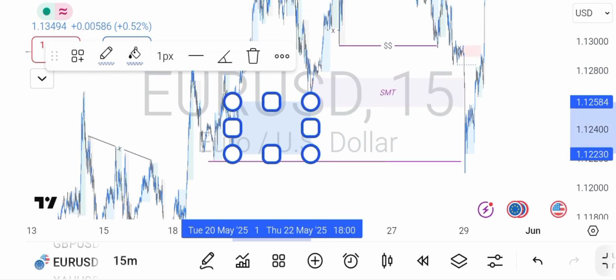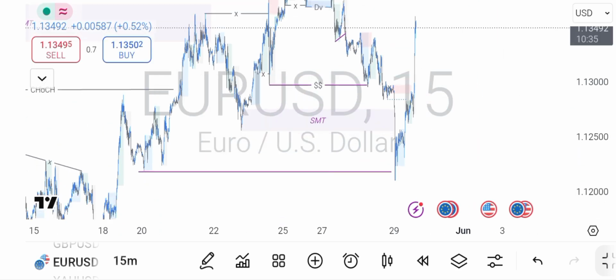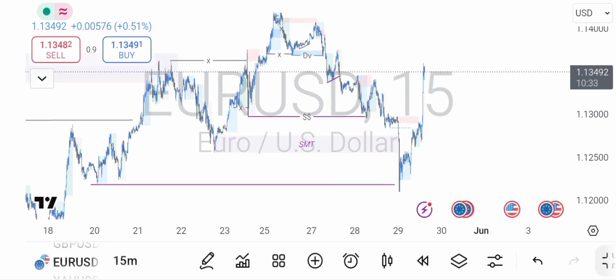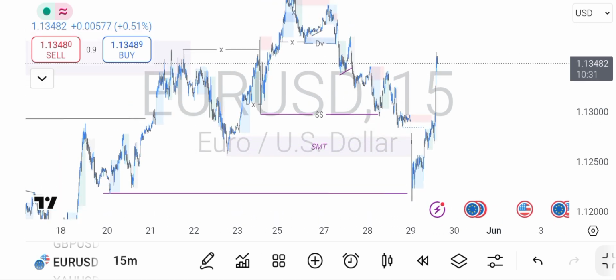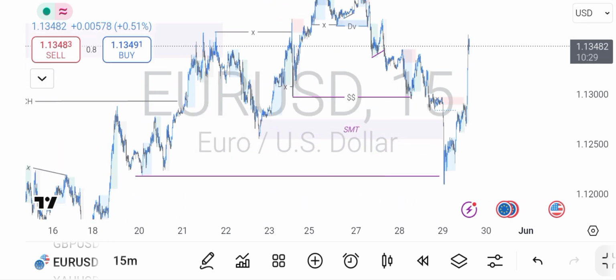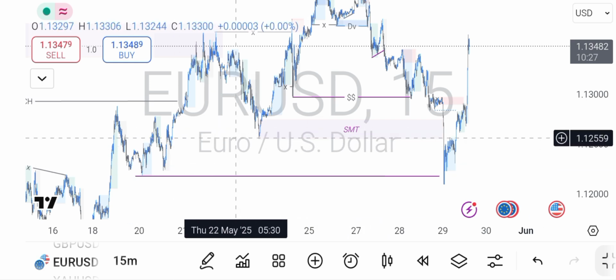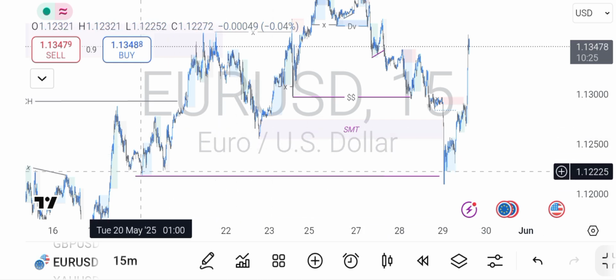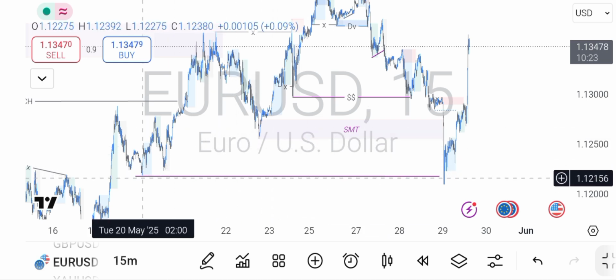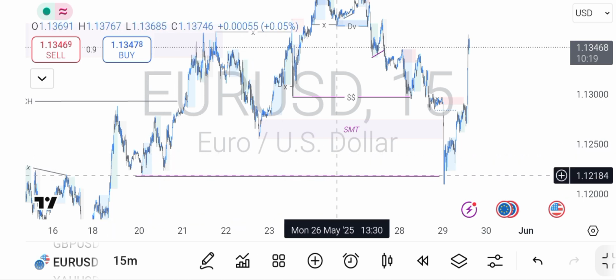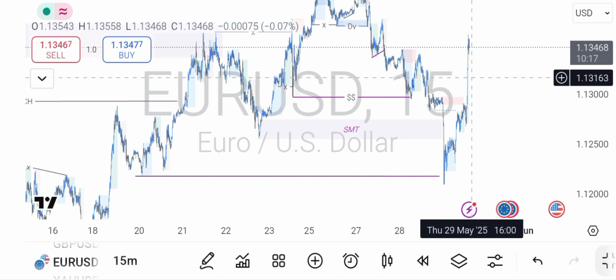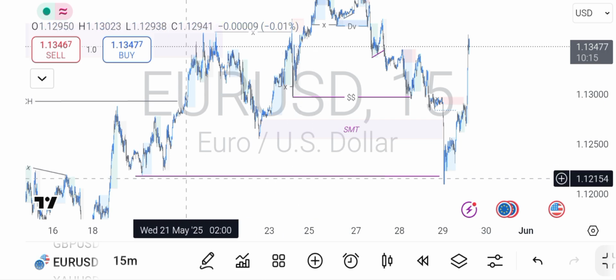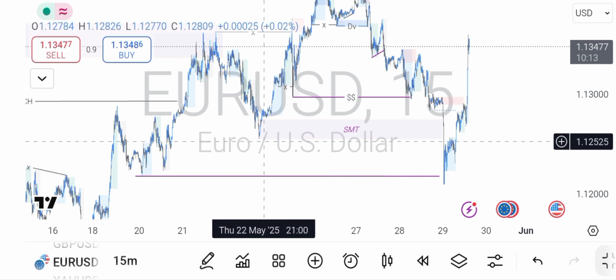Let me take this out. So if you noticed previously in the morning when I was talking about these places, this zone, I talked about how price swept this low, right? And then we could be expecting a bullish movement after the sweep of this particular low, not this, right?